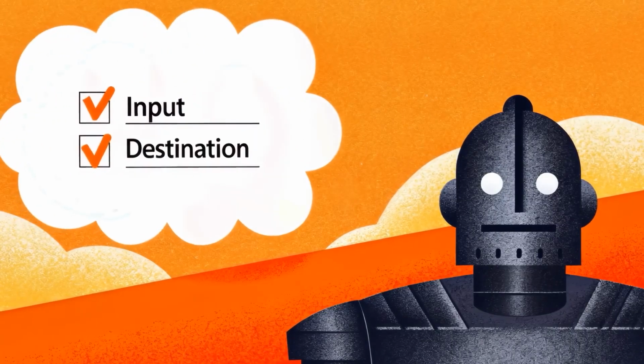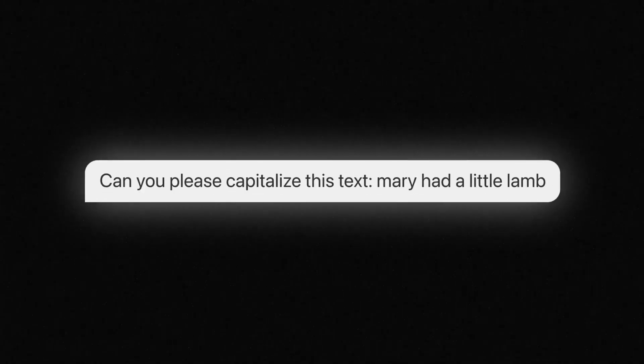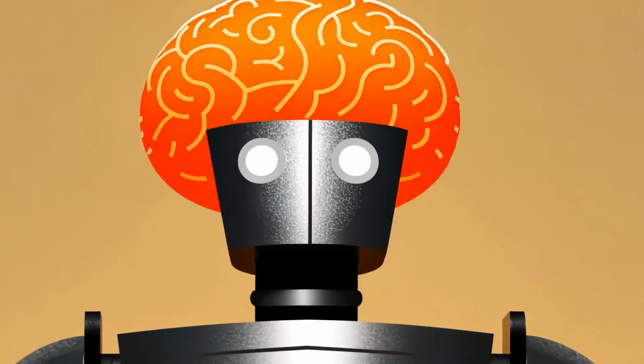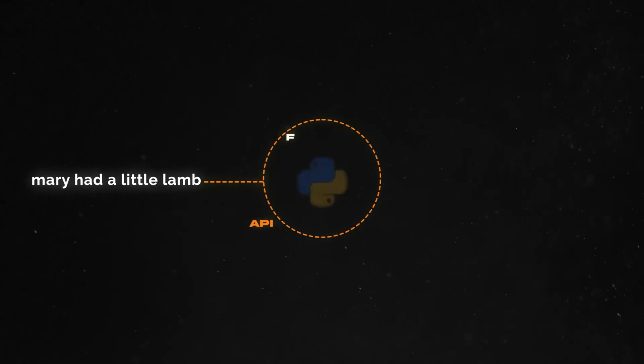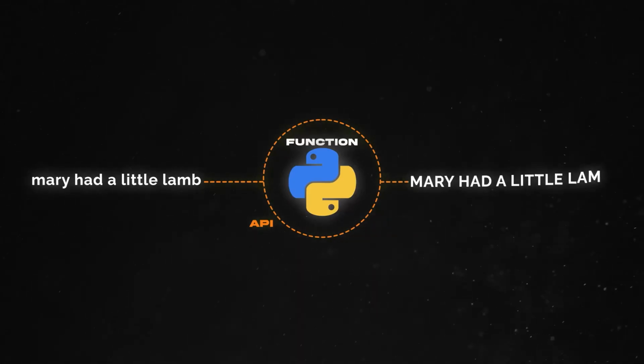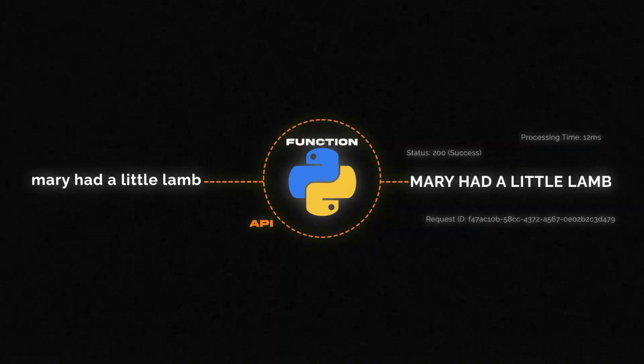Then, now that it knows what it wants, it goes back to our message and it intelligently extracts Mary had a little lamb. Not, hey, can you please capitalize Mary had a little lamb? It's smart enough to know that we want that taken out. So we'll take that part, Mary had a little lamb, out of our input, and then it sends that to the API where our capitalization function does its thing. Then the API sends back the capitalized version plus a bunch of other response data as well.